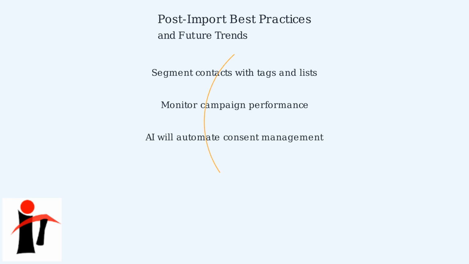Looking ahead, artificial intelligence will further automate and improve consent management in platforms like Brevo. This means smarter handling of opt-ins and compliance. Finally, stay updated on evolving privacy regulations such as GDPR and CAN-SPAM. This ensures your email marketing practices remain compliant and effective over time.